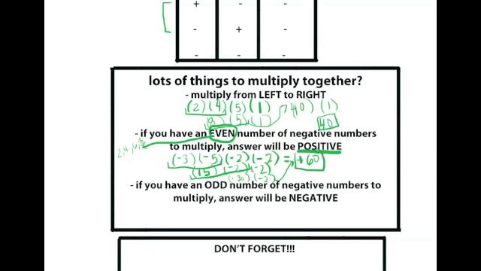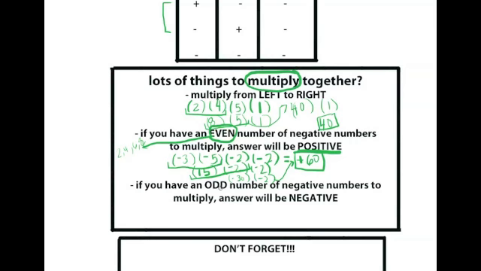Okay, so that's just an example of showing you guys that if you have an even number of negative numbers in your problem, the answer will end up being positive. And remember, this is specifically true to multiplying. Okay, remember that's our key thing that we're doing today.